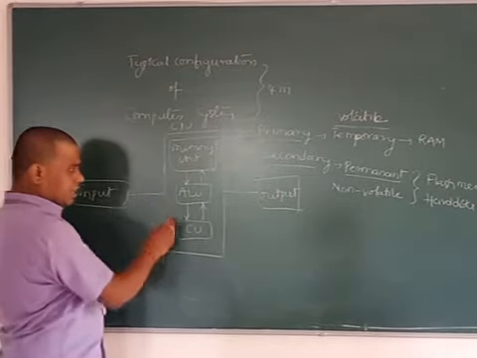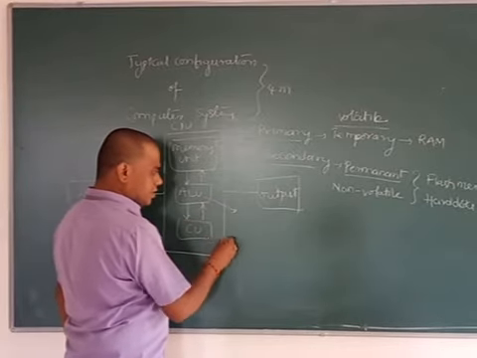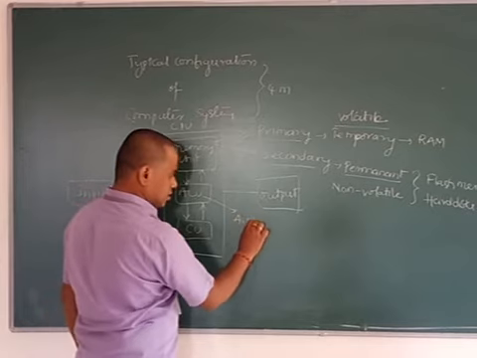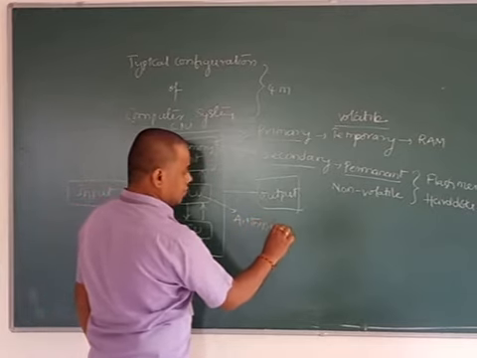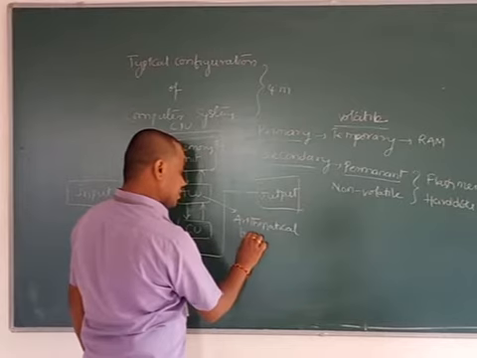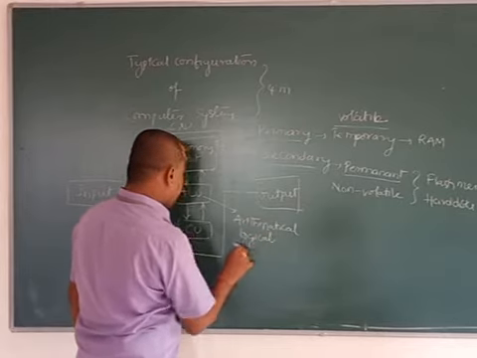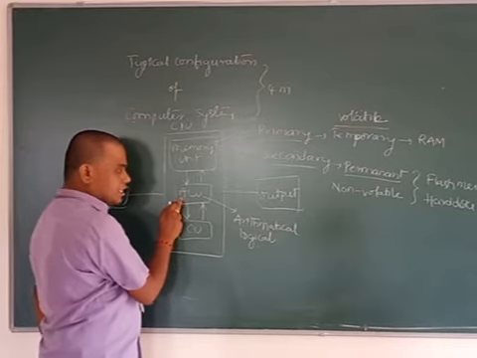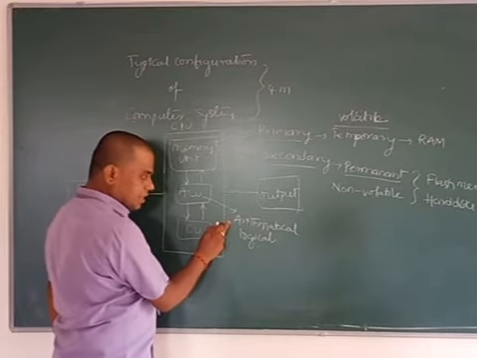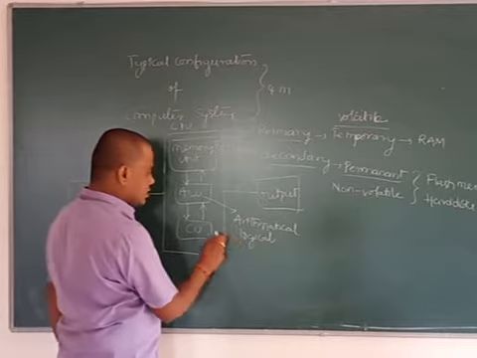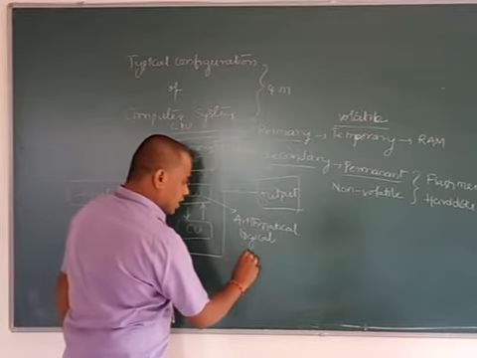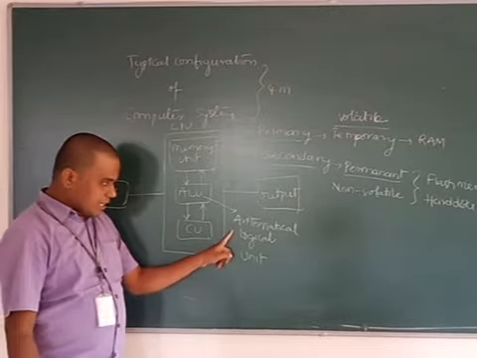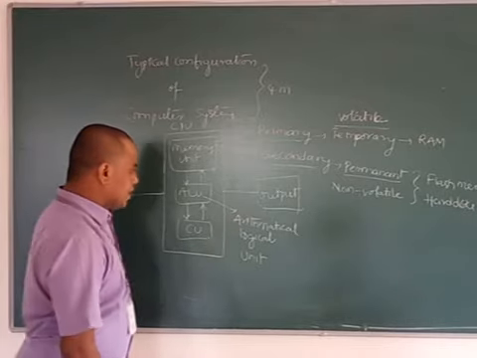Then the next level, the ALU, is designed to perform arithmetical and logical calculations, and it is called the Arithmetic and Logical Unit.